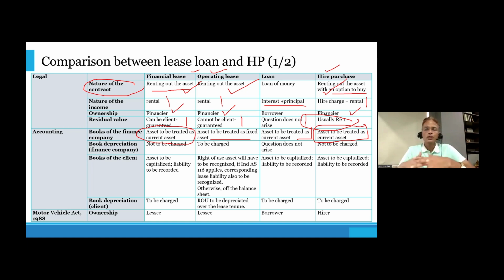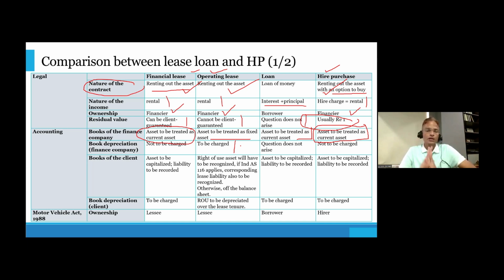The depreciation is concomitant with capitalization. If the asset is capitalized, the asset is depreciated. Since the asset is not even capitalized by the lessor in both financial lease and hire purchase, the question of depreciating the asset does not arise in either of these two cases. In case of an operating lease, however, since the asset is capitalized by the lessor, the asset is also depreciated by the lessor. Therefore, once again, very important: in case of an operating lease, from an accounting perspective, the asset is capitalized by the lessor as also depreciated by the lessor.